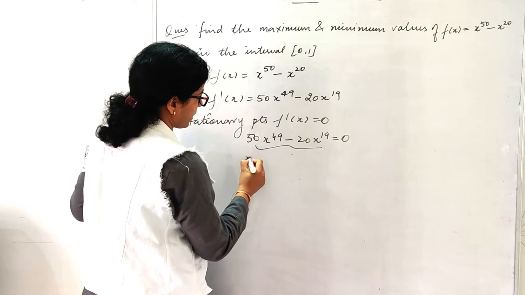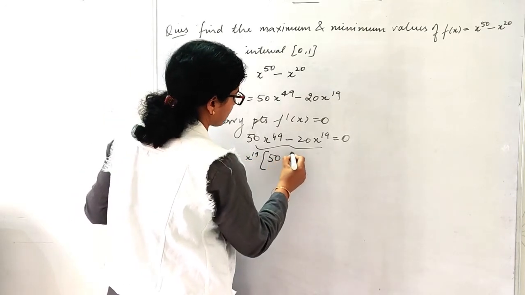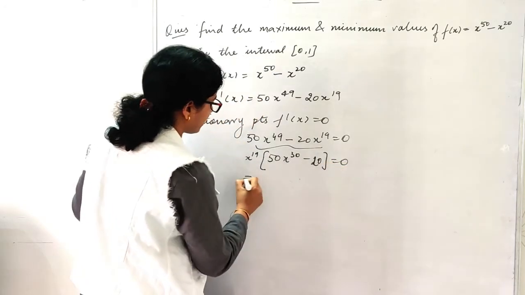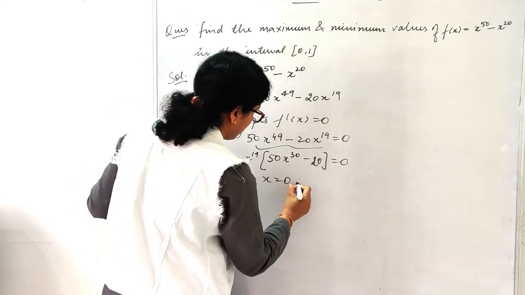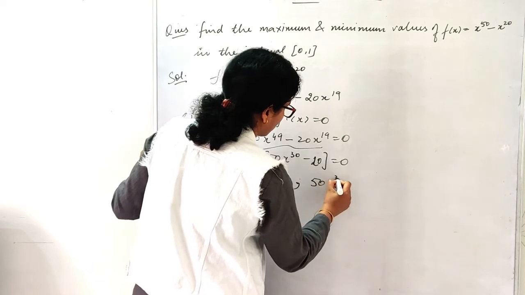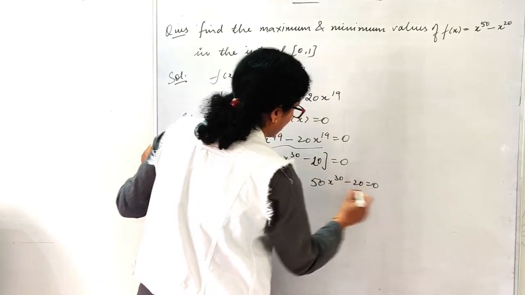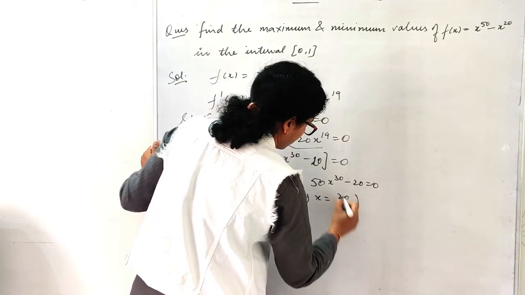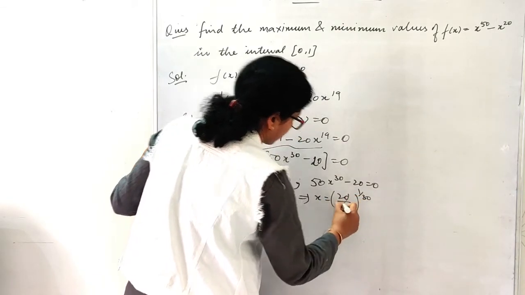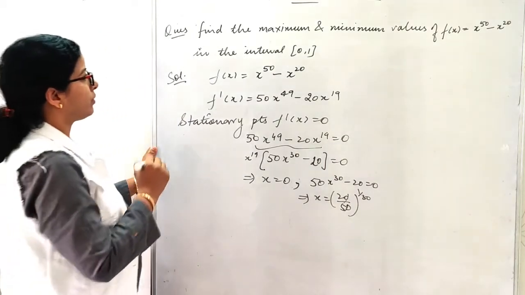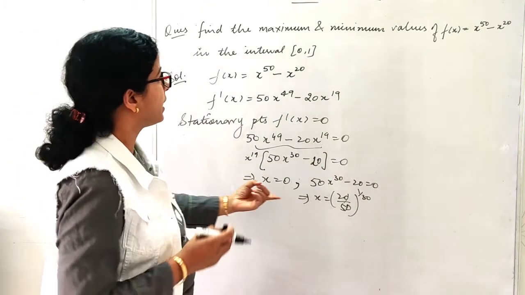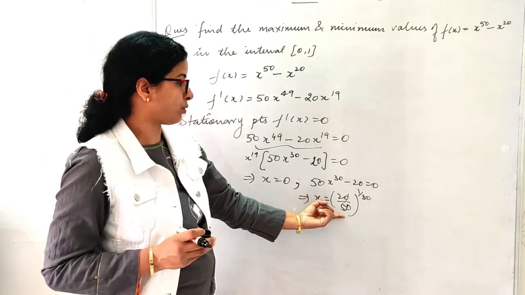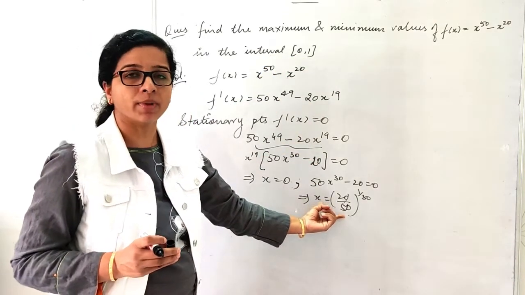Take out common x to the power 19. So 50x^30 - 20 = 0. So this implies x = 0 or 50x^30 - 20 = 0. What does this imply? This implies x = (20/50)^(1/30), that is (2/5)^(1/30). Right? Now we have to find the values at 0, at 1, and at the point (2/5)^(1/30).